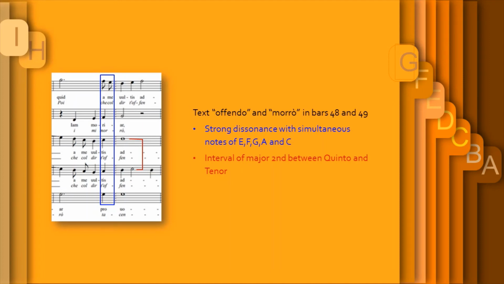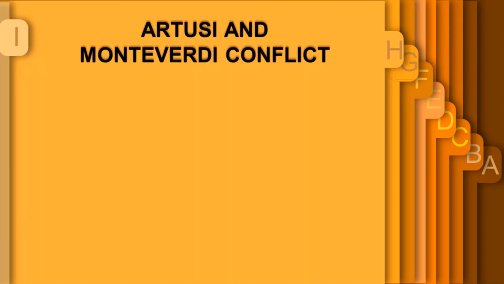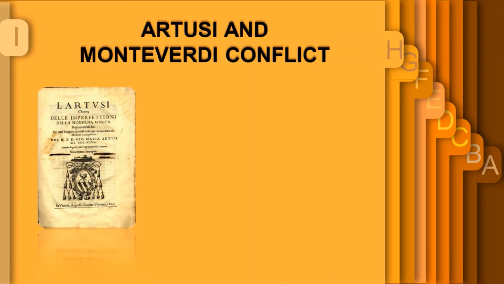In 1600, these madrigals were critiqued by Artusi in his book L'Artusi ovvero delle imperfezioni della moderna musica, which means Artusi or the imperfections of modern music. He was getting annoyed by modern composers who lacked respect towards all rules of counterpoint.